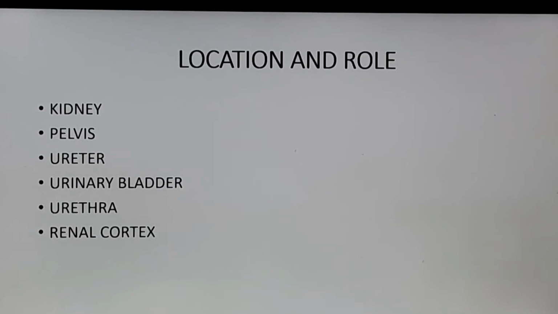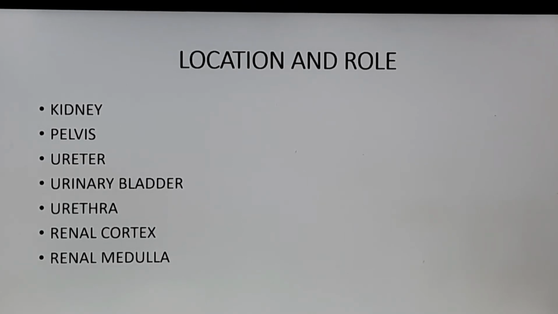Renal cortex is the outer portion or outer region of the kidney. For its role, you can write the parts of the nephron located in the cortex: the PCT, the Malpighian capsule and the DCT. Renal medulla is the inner region of the kidney, the region where the loop of Henle and the collecting duct are present.